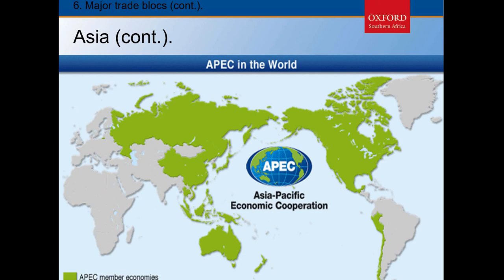Okay, the next couple of slides illustrate some more economic blocks. The first one is Asia Pacific Economic Cooperation. If you look at all the countries situated around the Pacific Ocean, it is countries in Asia, North America, Australia, New Zealand, and South America that cooperate with one another here.